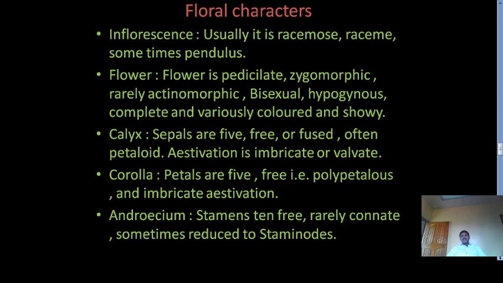Rarely flowers are actinomorphic. Flowers are bisexual, hypogynous, complete and variously colored. The flowers are showy. Hypogynous means ovary is superior. Two sexes are present in the flowers, that is male and female. Calyx consists of sepals, and these are five. Sepals are free or fused, often petaloid.